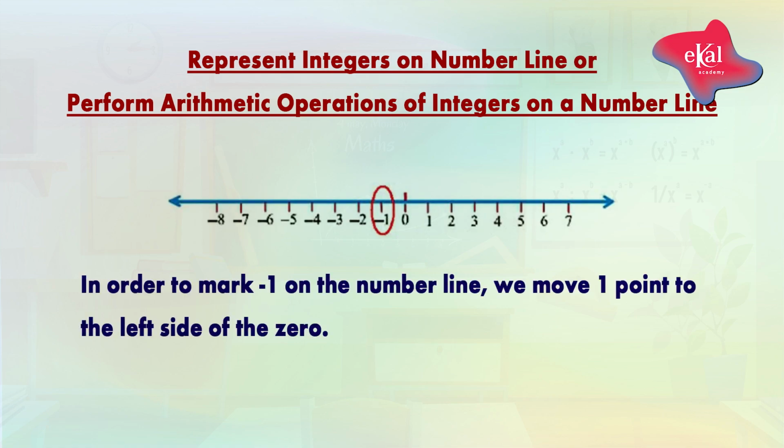In order to mark -1 on the number line, we will move 1 point to the left side of the 0 because -1 is a negative number. Now always remember, this is a very important fact, that -1 is the greatest negative number. No other number is greater than -1 when it comes to negative numbers. Also remember, whenever you see two numbers on a number line, the number on the left side will always be smaller than the number on the right side.